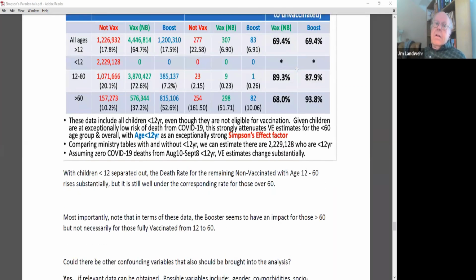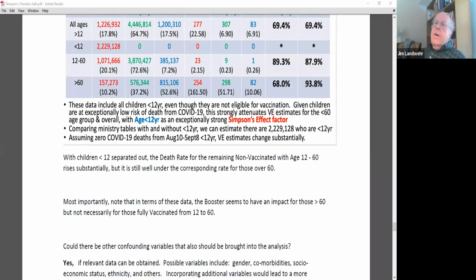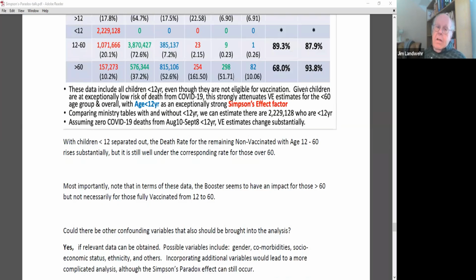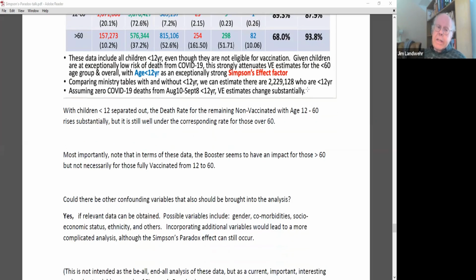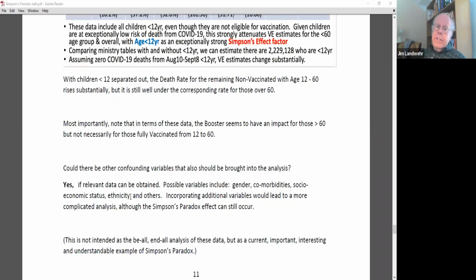So let me make a couple comments here. This is using age as a confounding variable, a control variable, a lurking variable. Are there other variables that should also be brought into the analysis or that could be? Well, the answer is yes, if relevant data can be obtained.